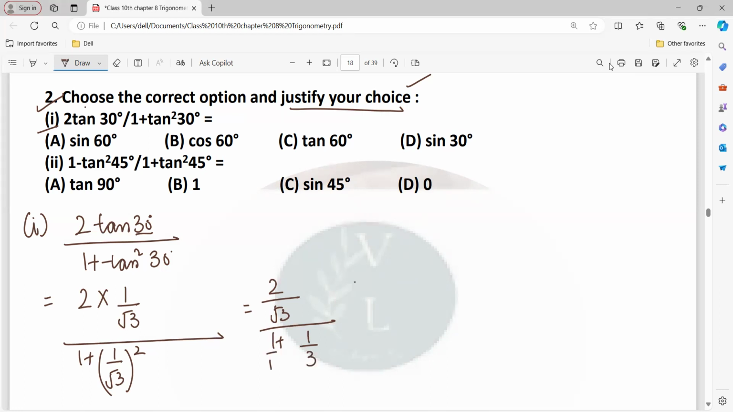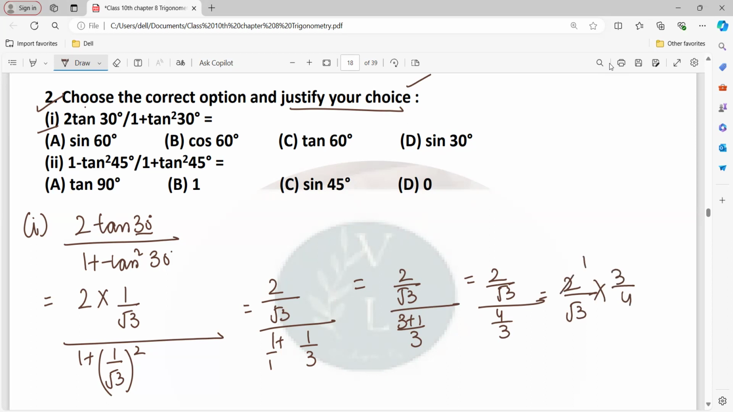Now taking the LCM in the denominator, we will get 3 plus 1 by 3, which is 2 by 3 upon 4 by 3. Taking the reciprocal of the denominator, we'll get 3 by 4. Now 2 times 1 is 2, 2 times 2 is 4, and this 3 can be written as root 3 times root 3. So root 3 will cancel out with the root 3 in the denominator. So the answer we got is root 3 upon 2.